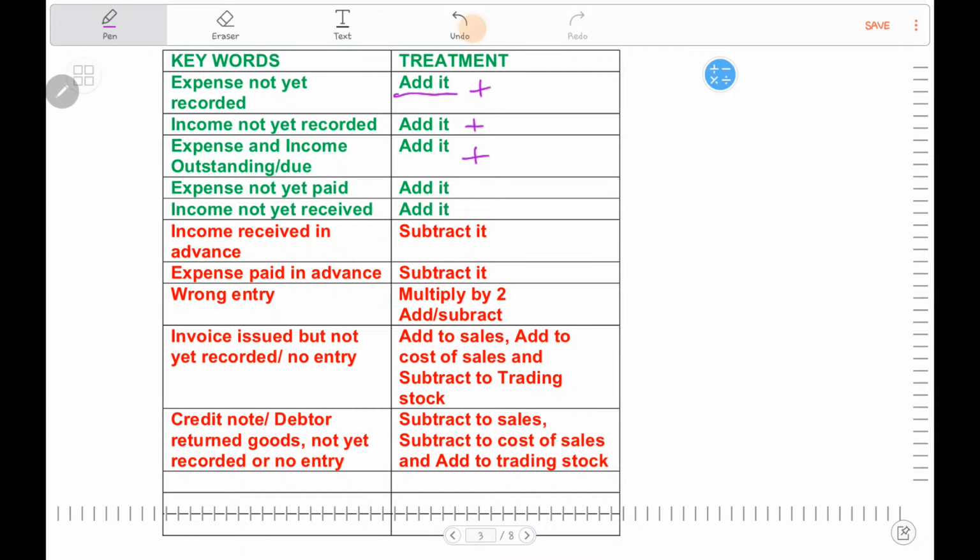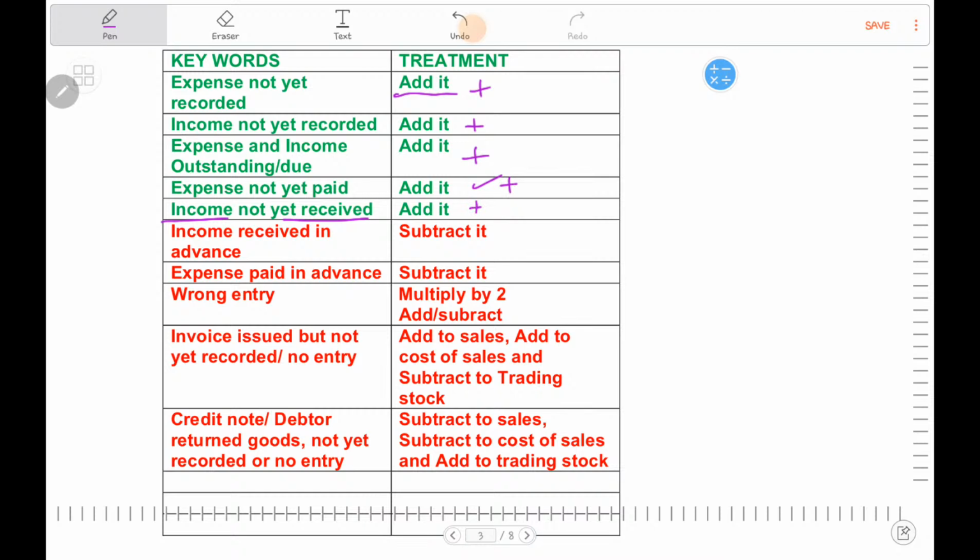Then let's talk about the expenses that were just incurred but not yet paid. So this one applies the same as the outstanding or due. It means that we have to add, then even with the incomes that are earned but not yet received. So even this one we have to add. So here the first ones we are adding.